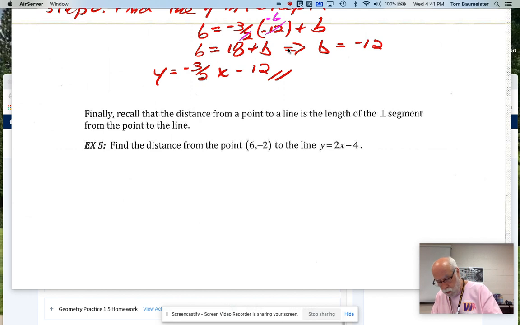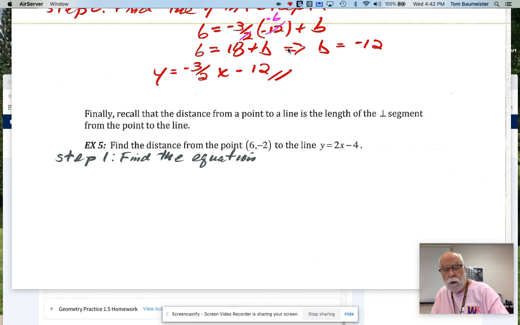So we're going to start with step 1. Okay. So what we have to do is find the equation of the perpendicular line passing through the point.